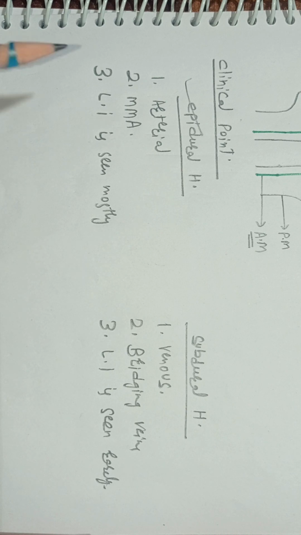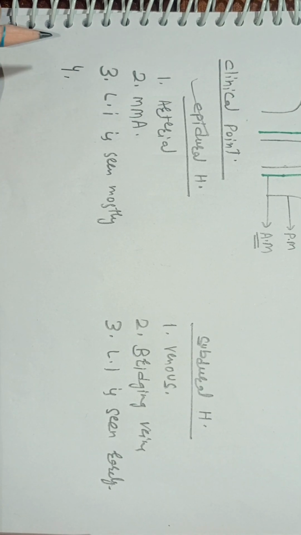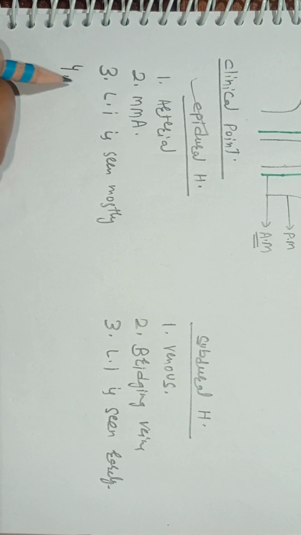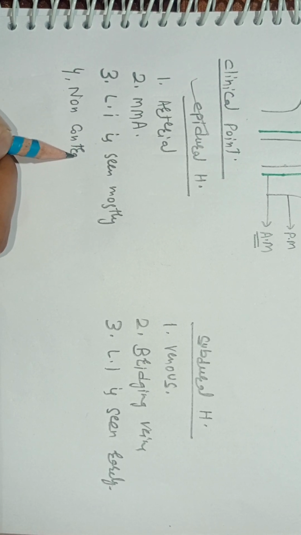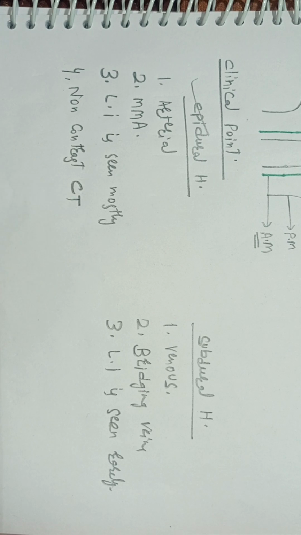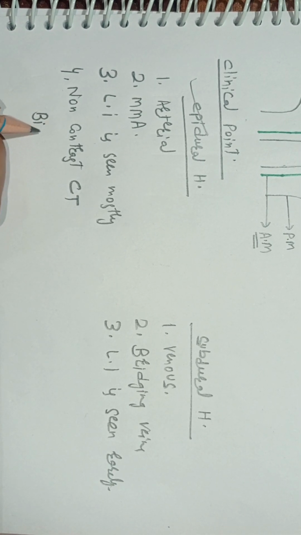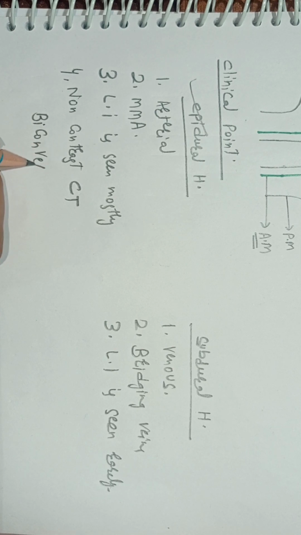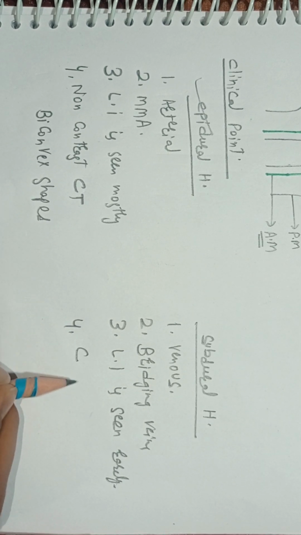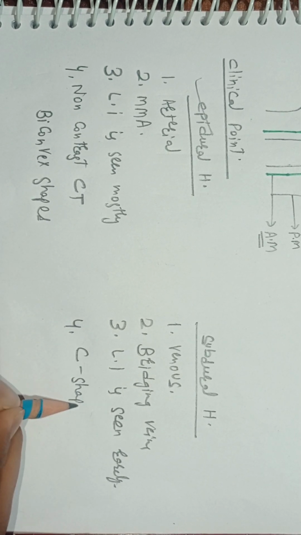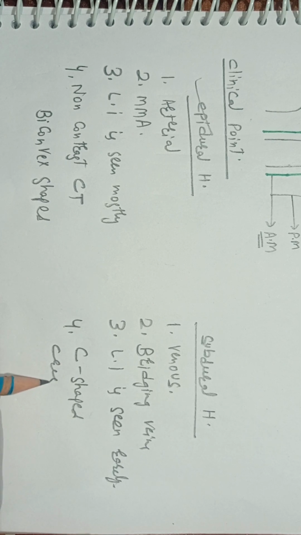The fourth point we have here is in non-contrast CT. When we see epidural hemorrhage in non-contrast CT, it is biconvex shaped. And when we see subdural hemorrhage in non-contrast CT, it is C-shaped or crescent shaped.